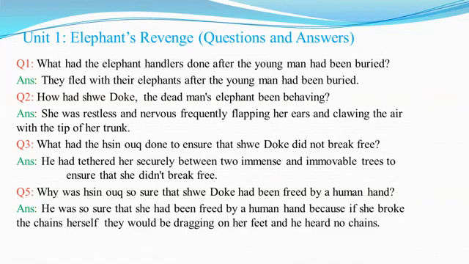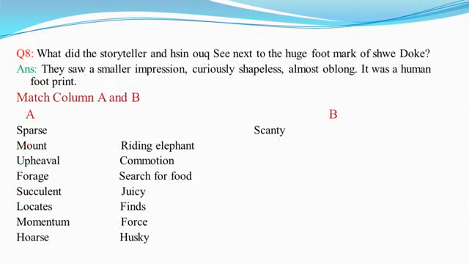And then question number 8: What did the storyteller and Hassanok see next to the huge footmark of Joy Dog? The answer is they saw a smaller impression, curiously shapeless, almost oblong. It was a human footprint.